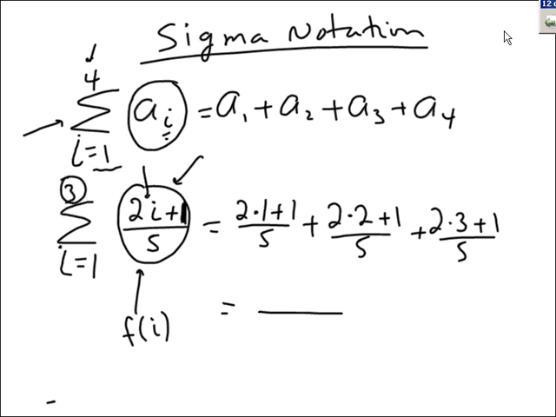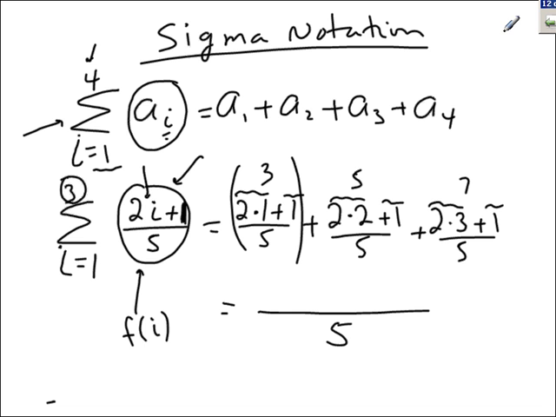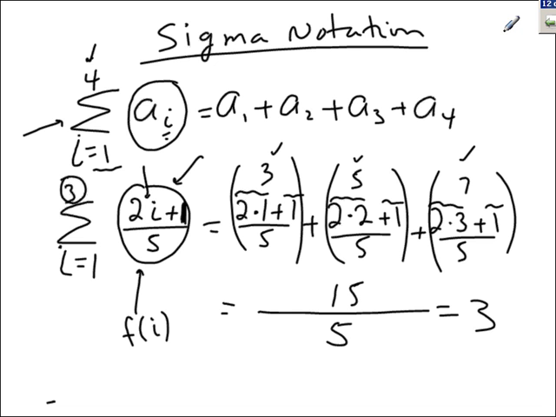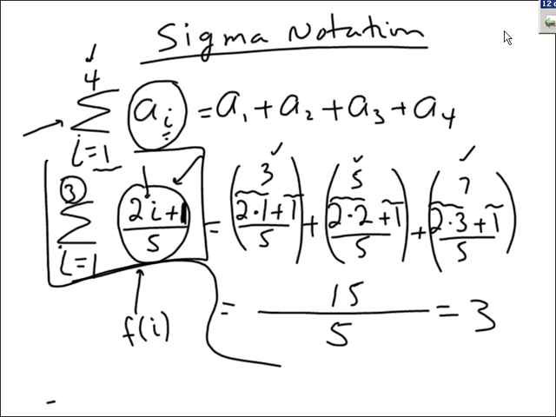So we are adding fractions, and they're all over 5. The numerator: 2 times 1 is 2, plus 1 is 3. 2 times 2 is 4, plus 1 is 5. 2 times 3 is 6, plus 1 is 7. So we're really adding 3/5 plus 5/5 plus 7/5. Well, they're all over 5. 3 plus 5 is 8, plus 7 is 15. And it's amazing how 5 goes into 15, I get a nice answer. This equals 3.